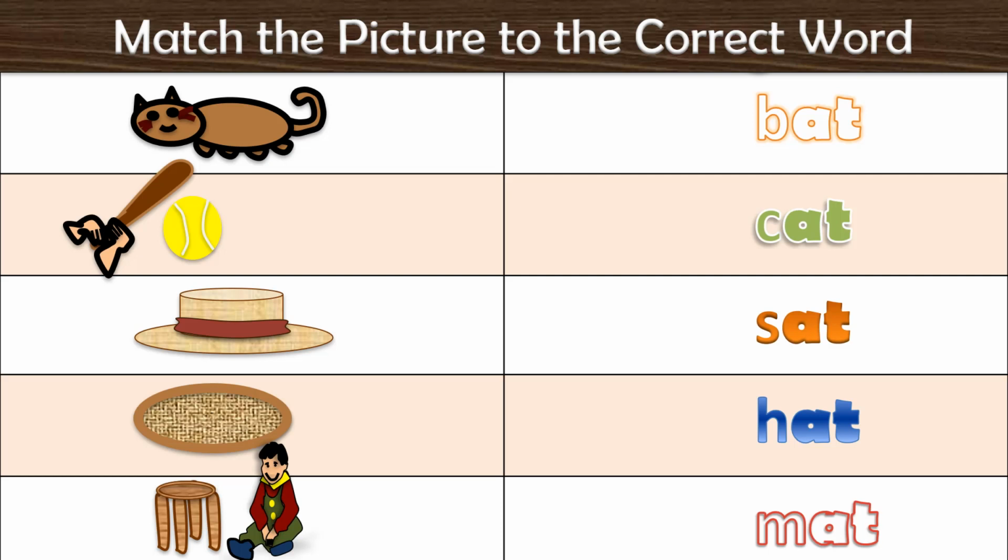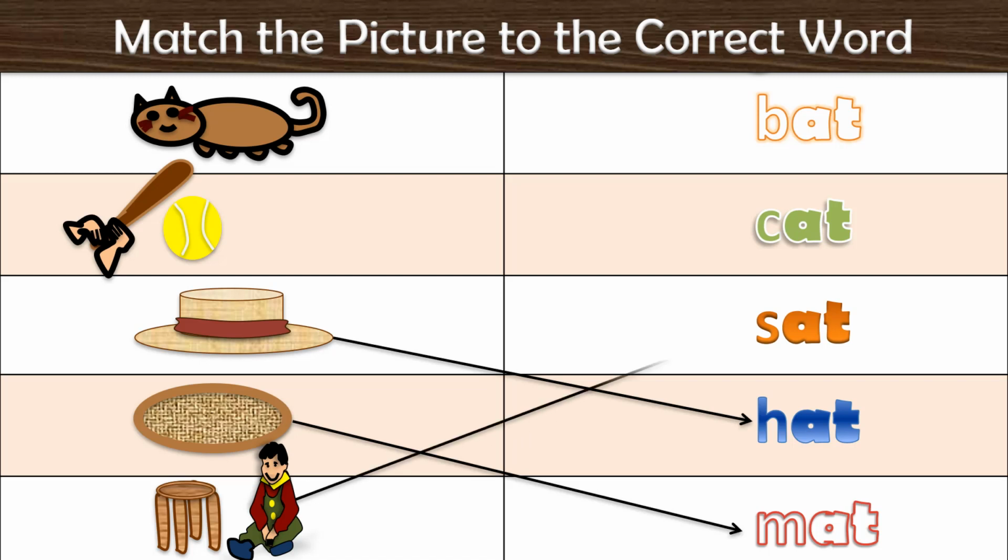Match the picture to the correct word. Mat. Hat. Sat. Bat. Cat.